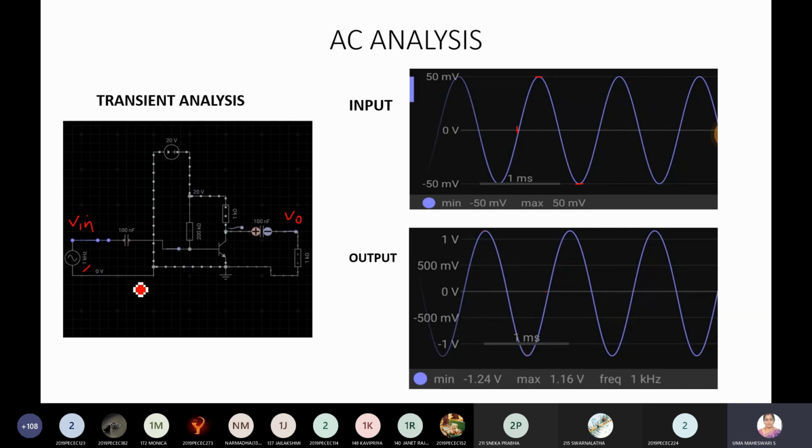And one more point you have to understand is that here I am doing the simulation with RB as 200 kilo ohms and RC as 1 kilo ohm. Okay, so you can try with some other values also. Likewise, as an example, I'm giving minus 50 millivolts to plus 50 millivolts. You can give minus 20 to plus 20 or minus 10 to plus 10. That is your choice only.